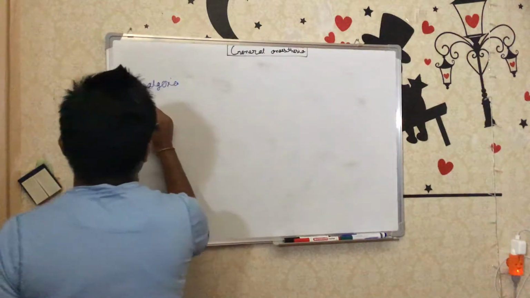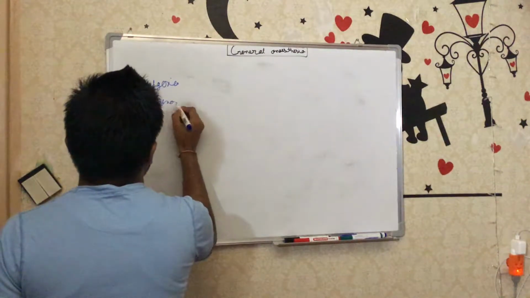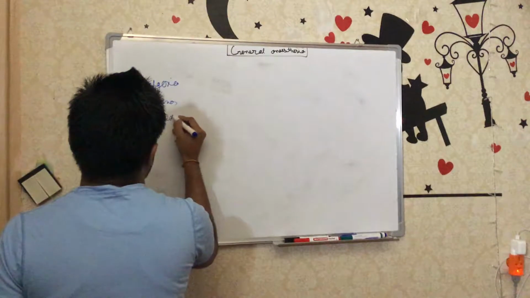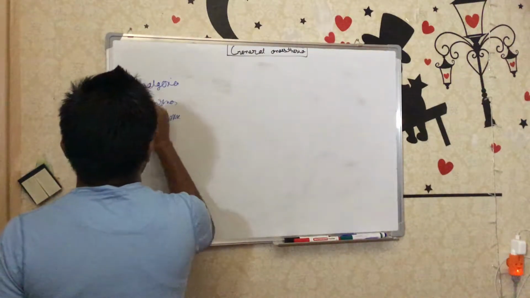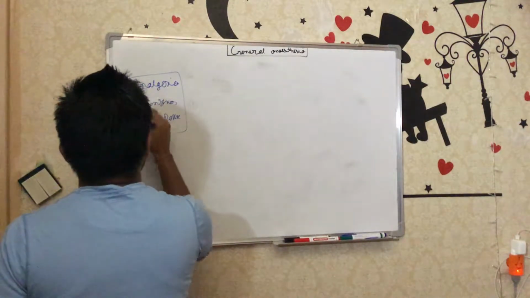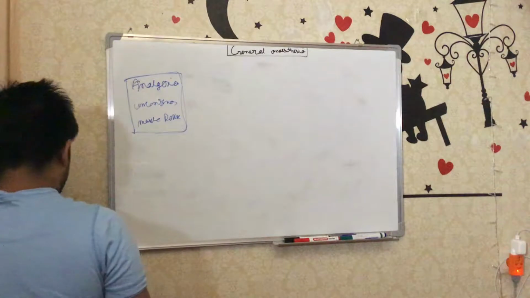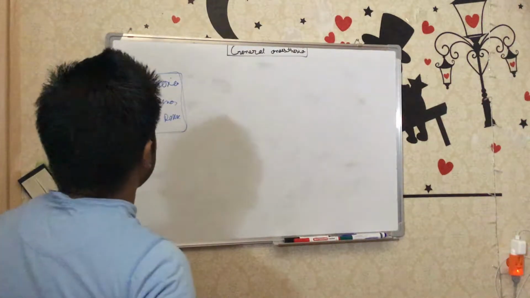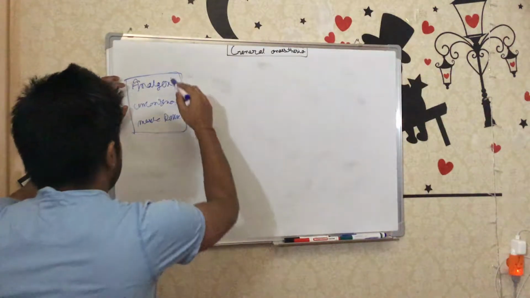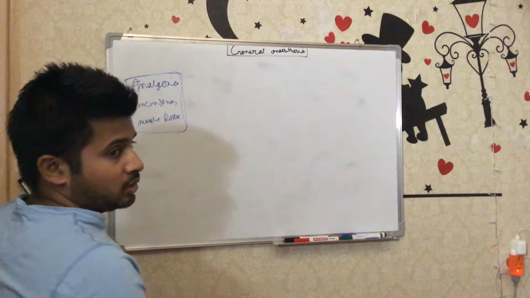analgesia, unconsciousness, and muscle relaxation. Actually, these three things should be seen in the patients, because of analgesia, unconsciousness, and muscle relaxation. If the three features are not there, the surgeon can't do surgery.